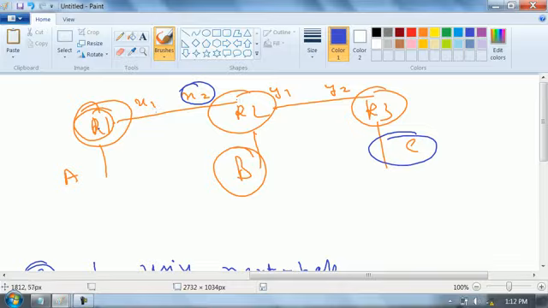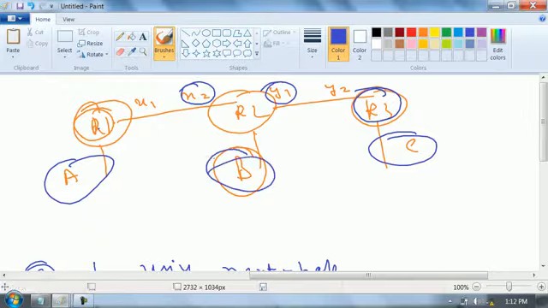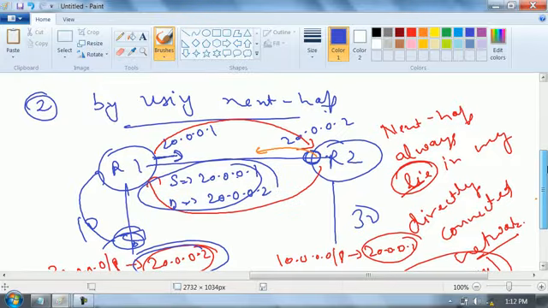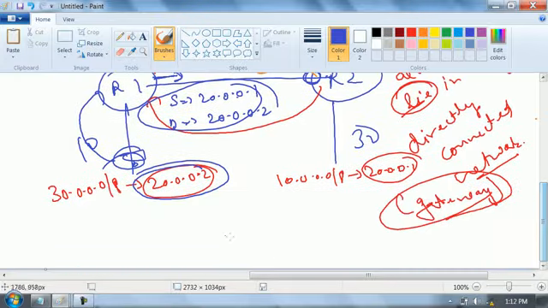For R3, if R3 wants to reach A, next hop will be Y1. R2 wants to reach A, X1. R2 wants to reach C, Y2. Any problem? Any issue? This thing is fine. Now you can do the practical.